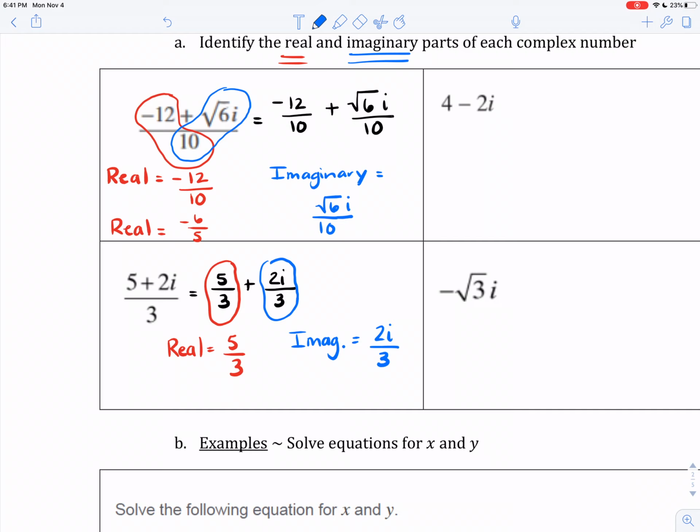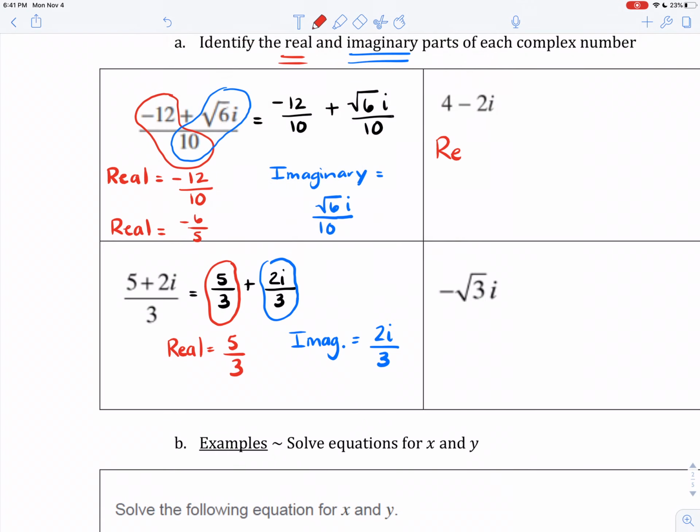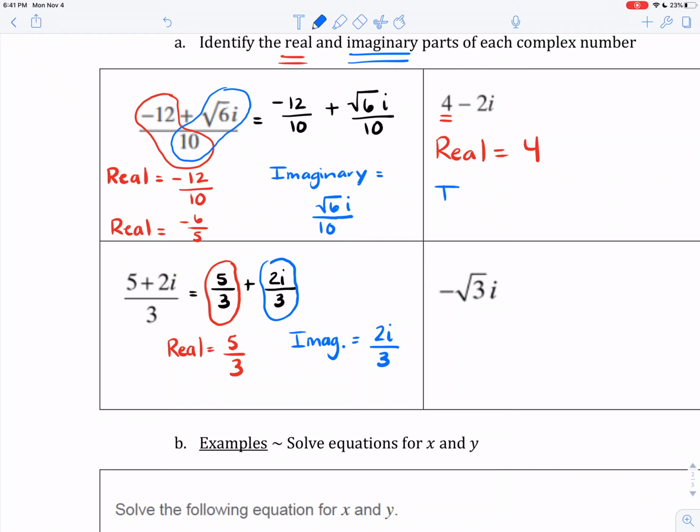Now, it is important to note that you take the negative with the imaginary part if it's there. So, for example, over here, this 4 minus 2i, I would state the real portion of this number as 4. I would state the imaginary portion of this number as negative 2i. So when we say a complex number is written as a plus bi, that means if there's a minus in there, that negative applies to the imaginary unit.